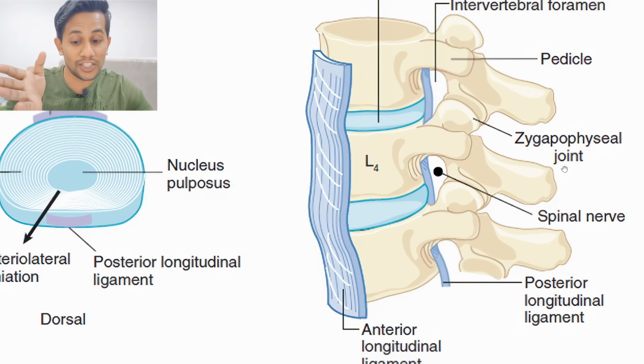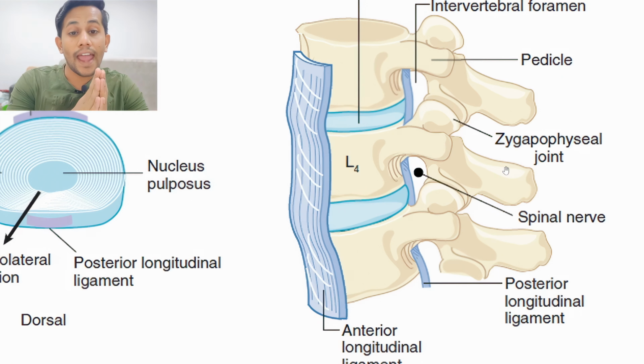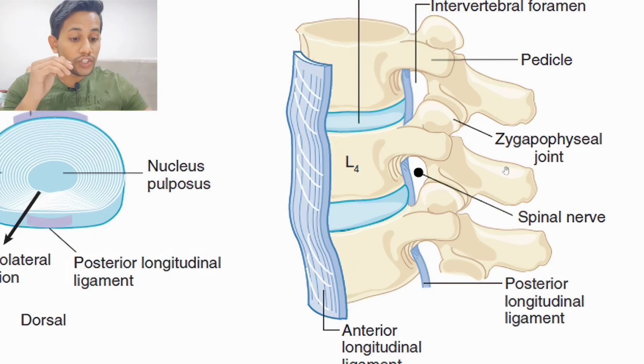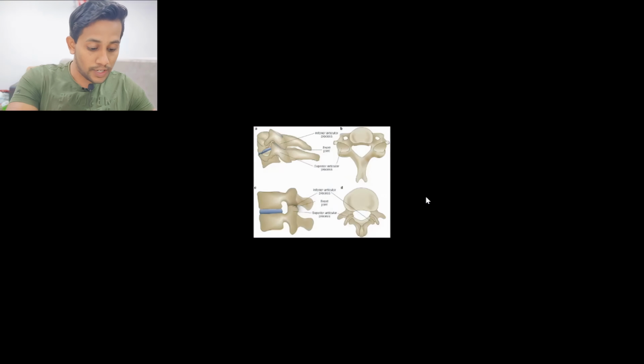I probably butchered that name. Let me try that again. Zygapophyseal joint. So what happens with this joint? This is a synovial joint and it is prone to arthritis. Now, this joint can also develop osteophytes. What is that? Let me show you again.